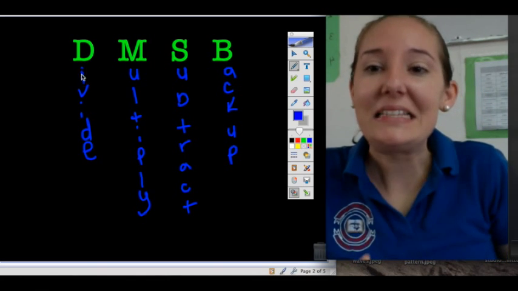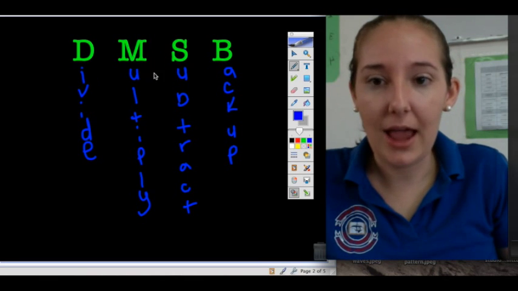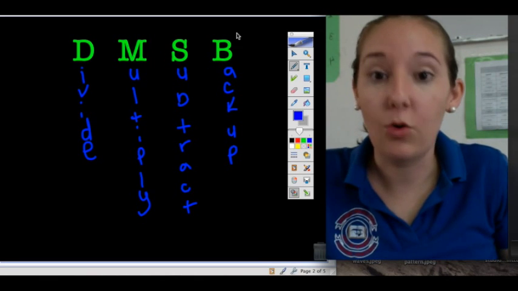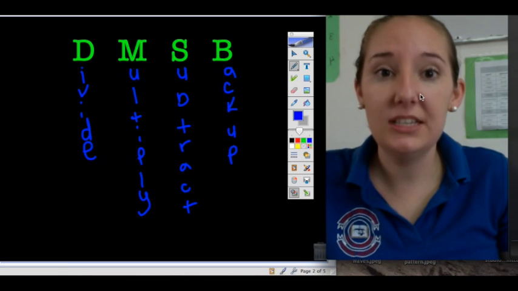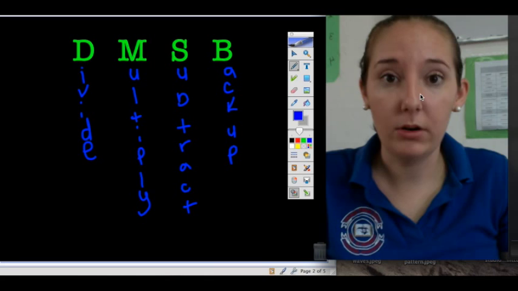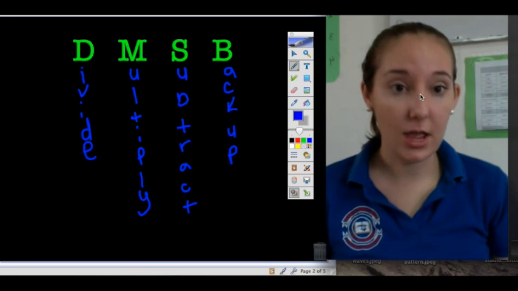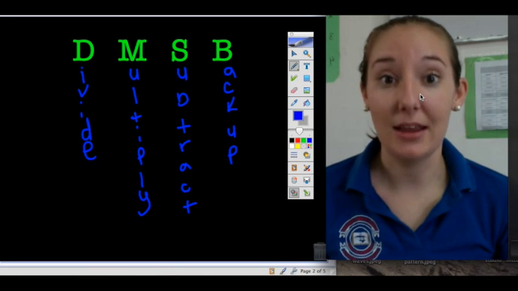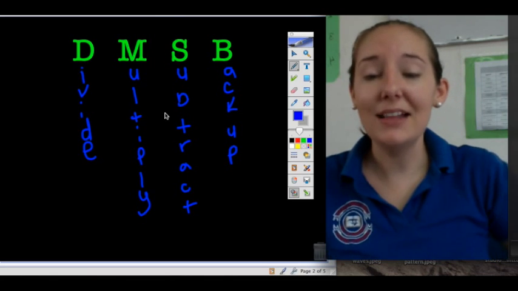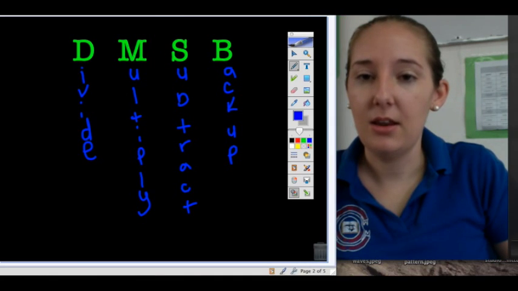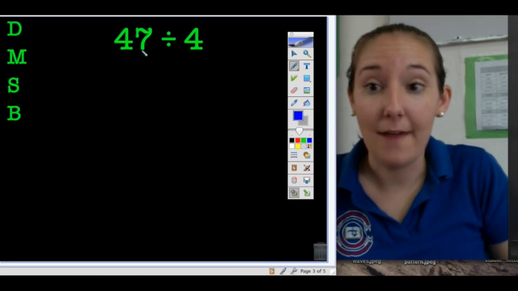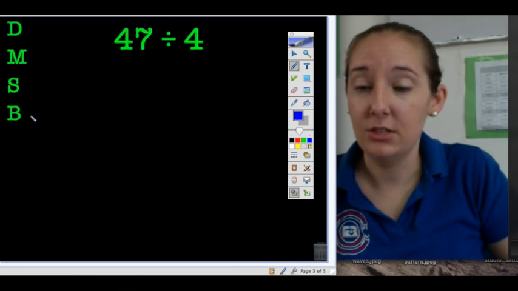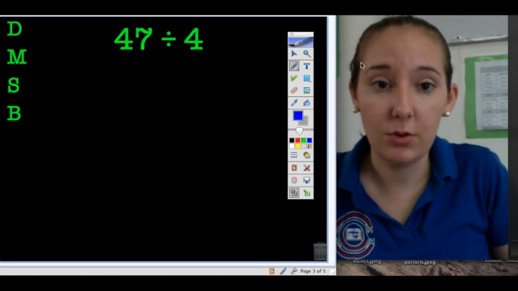So let's see these steps. So divide, multiply, subtract, bring down, or what we call backup, okay? So that means we are always going to do these steps in the same order, okay? And we're gonna repeat the order until we can't do it anymore, okay? So let's see this in a real life problem. So if we're gonna do 47 divided by 4, I've got our dad, mother, sister, brother steps on the side here just to remind us.